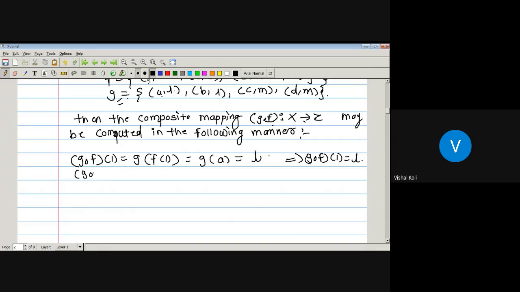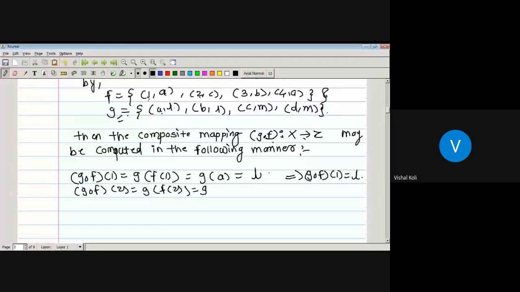Similarly, second, g composite f of 2 is equal to g of f of 2, which is equal to g of, now first find out f of 2. f of 2 is nothing but c, since under mapping f, 2 goes to c, therefore g of c. Now g of c, here element c is mapped onto m, therefore it is equal to m, which implies g composite f of 2 is equal to m.